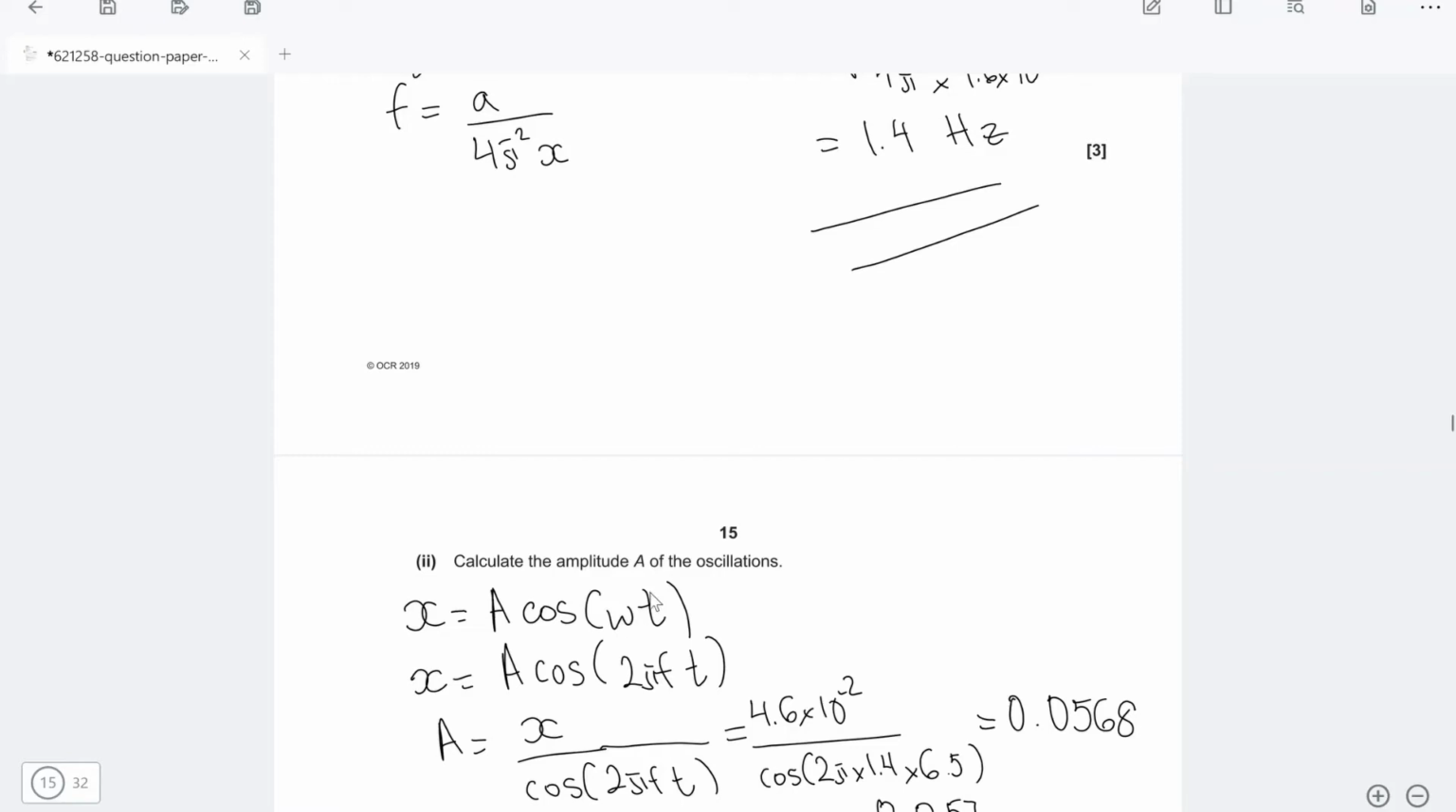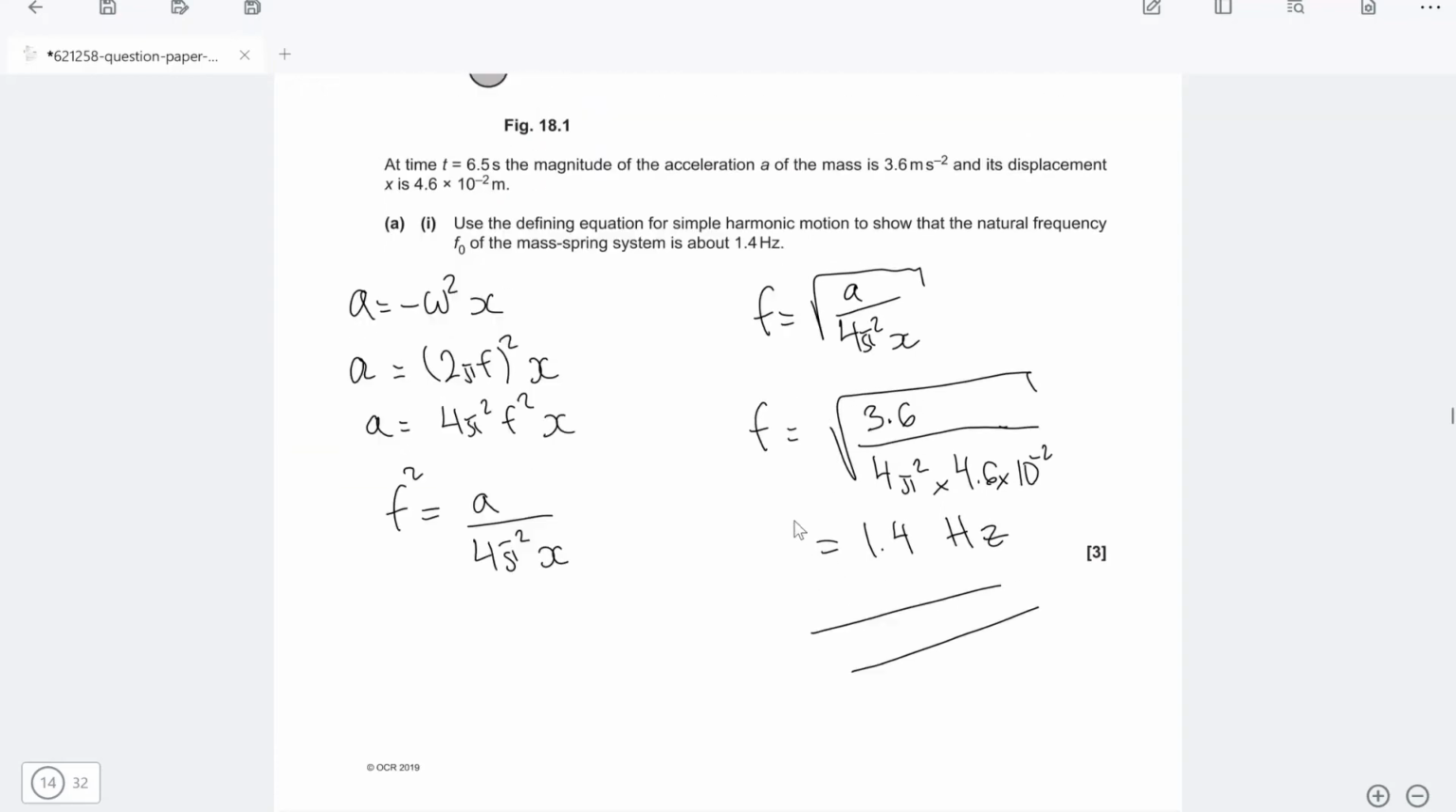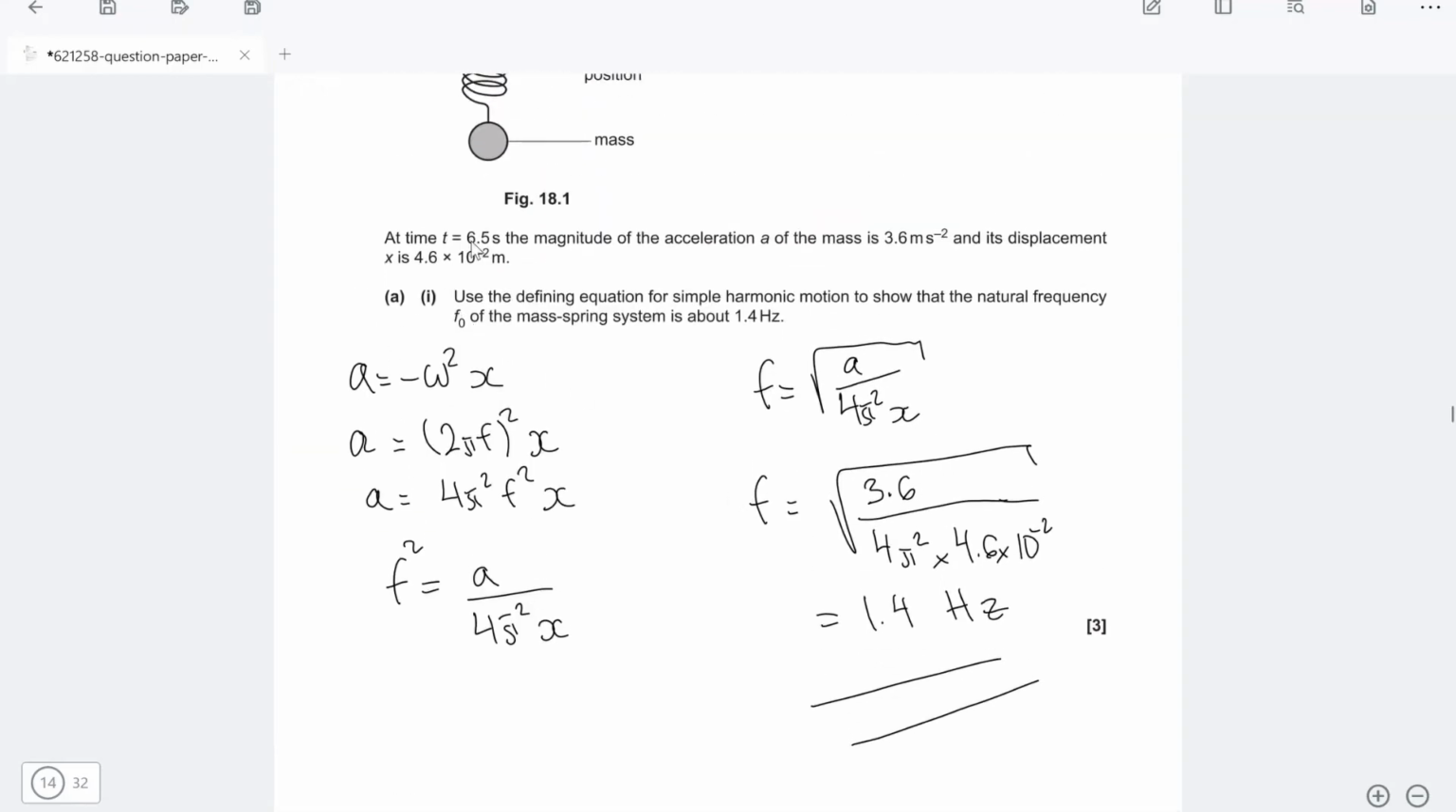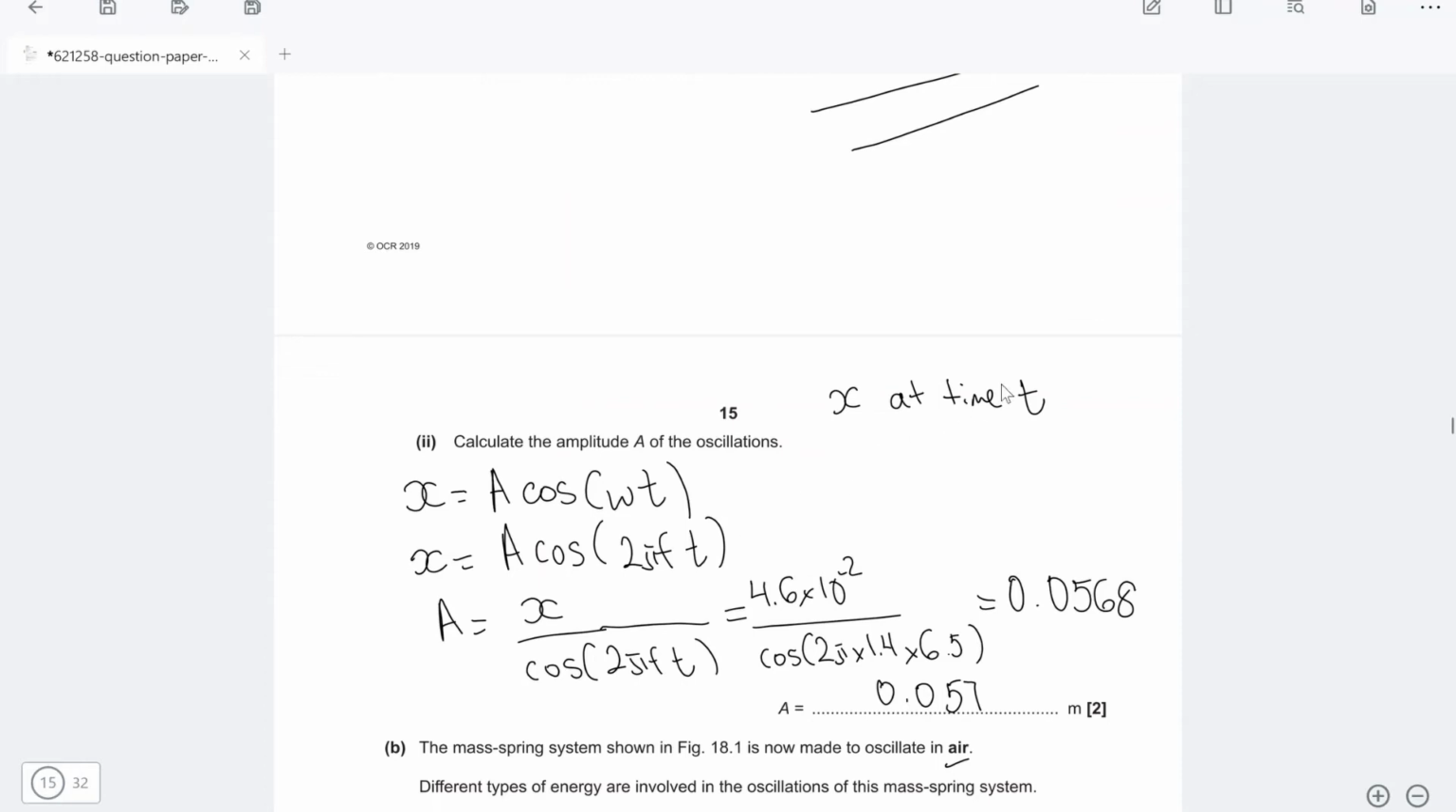Notice that this equation gives us the displacement at time t. This lowercase t is not the time period. So in fact, let me just write this down. This equation gives us the extension x at time t. The time that we are given in this case is 6.5 seconds. So t is already given. So we're looking for the displacement at the time t equal to 6.5 seconds.